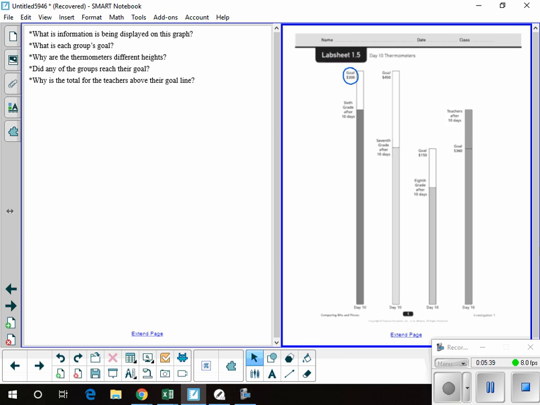$450. All right, thank you very much. The next goal, Luna, what would our next goal be? For the 8th graders, the goal is $150. Yeah, the 8th graders are at $150. And last but not least, the teachers. What's their goal, Arati? 300.